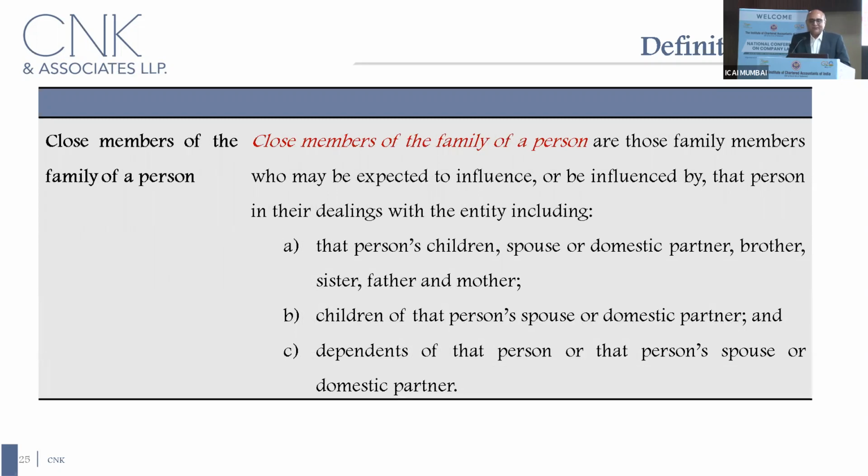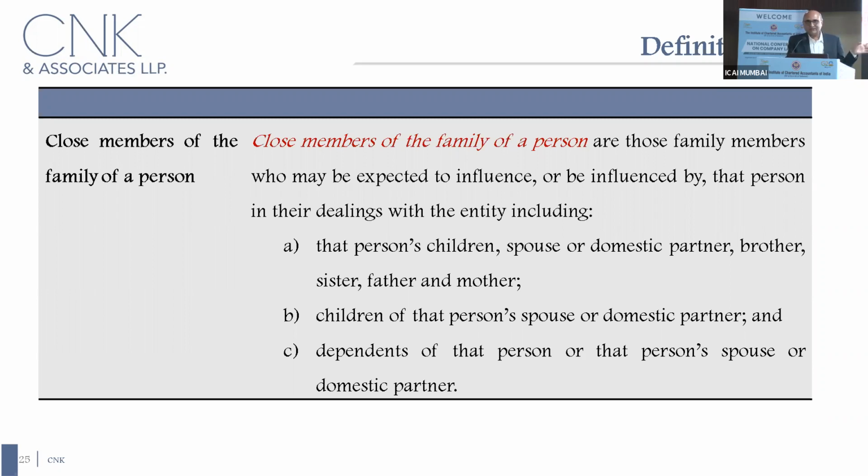Close members of a family of a person are those family members who may be expected to influence or be influenced by that person in dealing with the entity, including the person's children, spouse, and domestic partner, and so on. Here, relationship doesn't matter. The fact that you are able to influence each other matters more. So if you have two brothers and the company demonstrates that one brother cannot influence my decisions, those two brothers may not be related parties. And that disclosure will not then come as per IND AS 24.